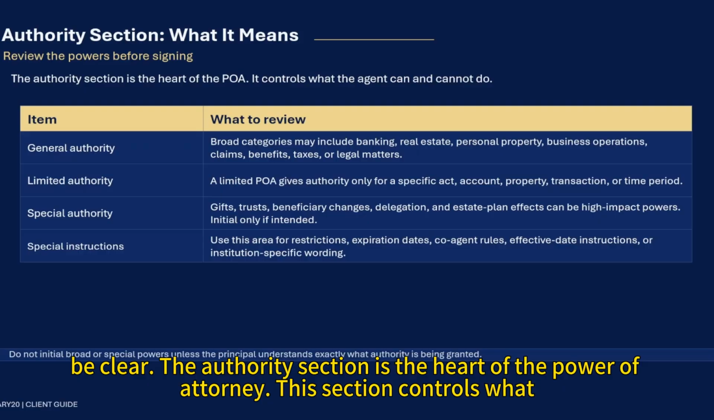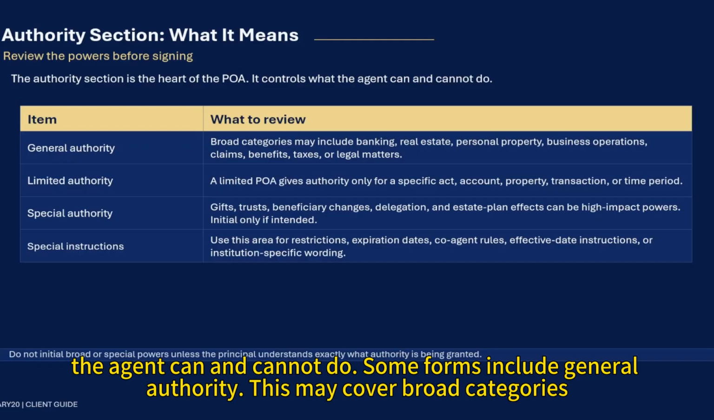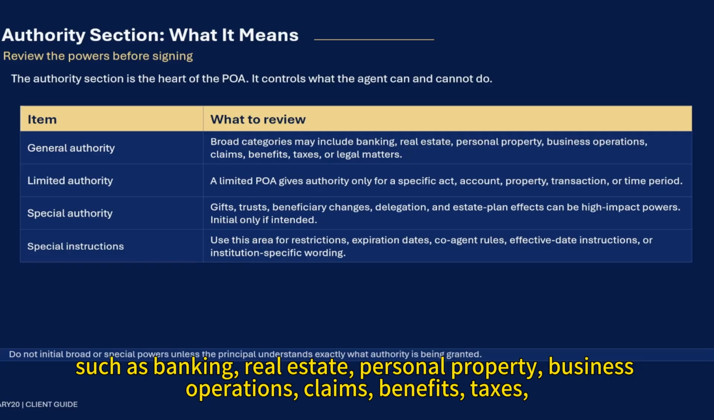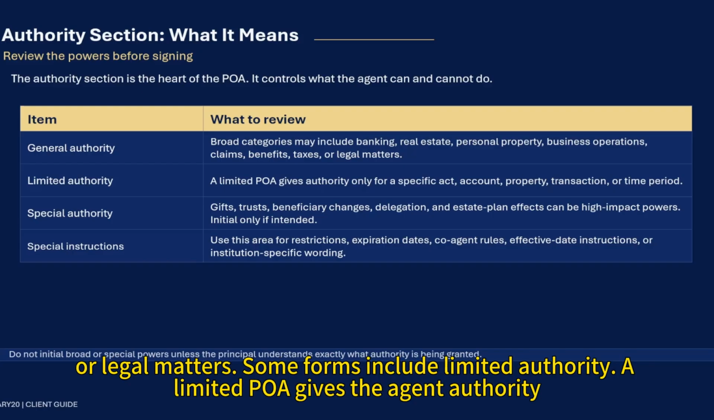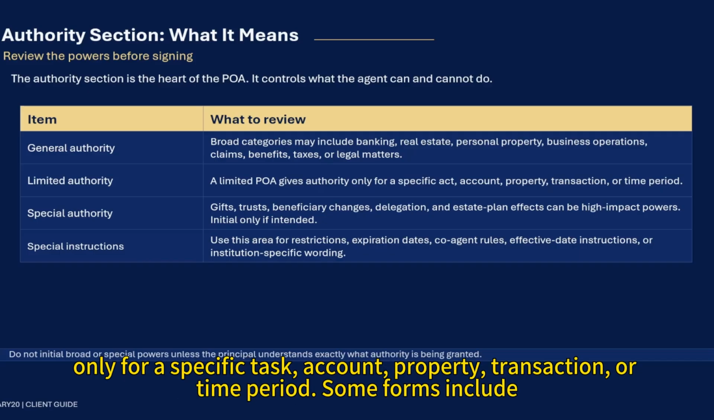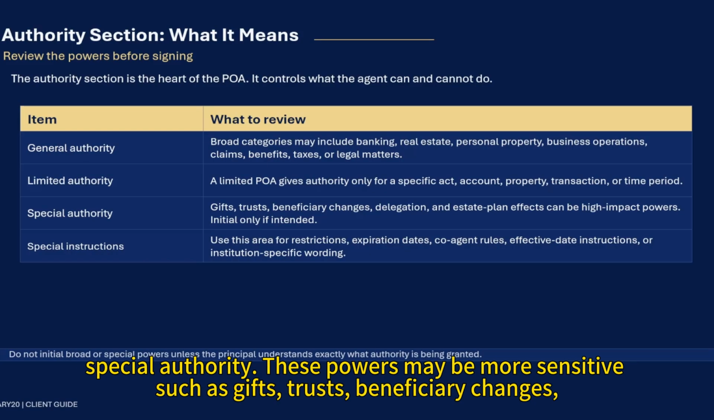The authority section is the heart of the power of attorney. This section controls what the agent can and cannot do. Some forms include general authority. This may cover broad categories such as banking, real estate, personal property, business operations, claims, benefits, taxes, or legal matters. Some forms include limited authority. A limited POA gives the agent authority only for a specific task, account, property, transaction, or time period. Some forms include special authority.